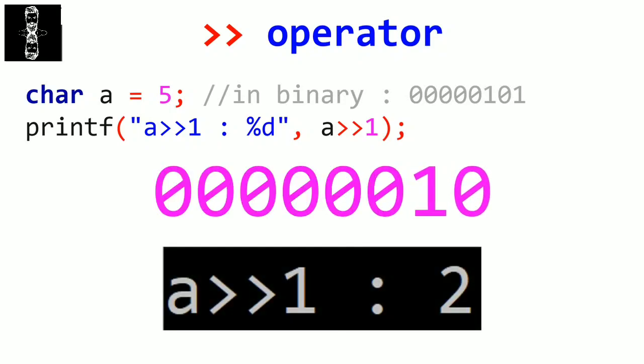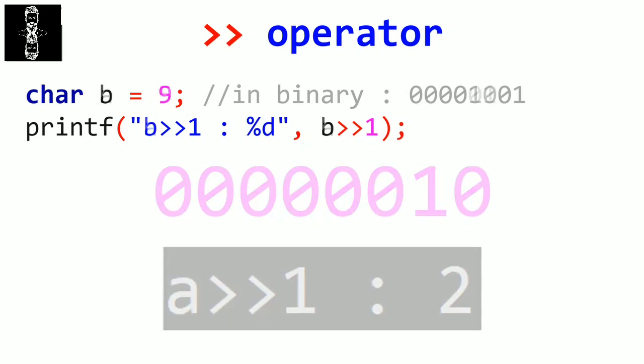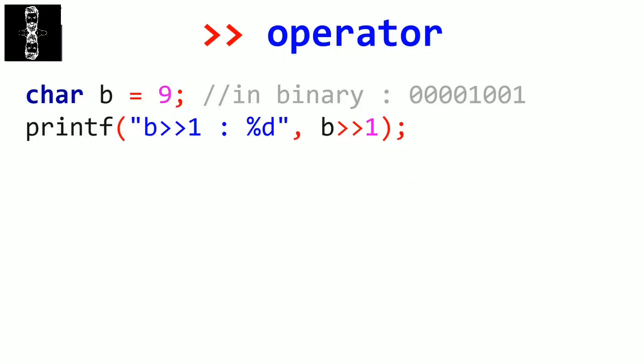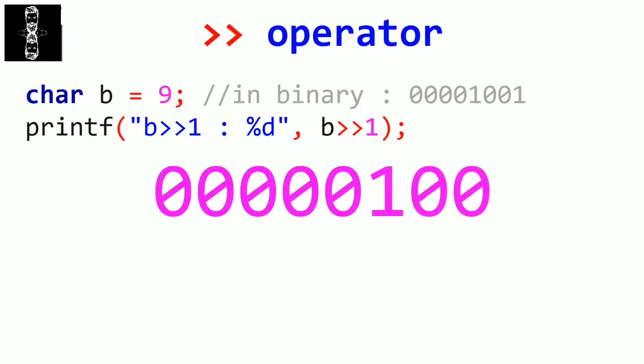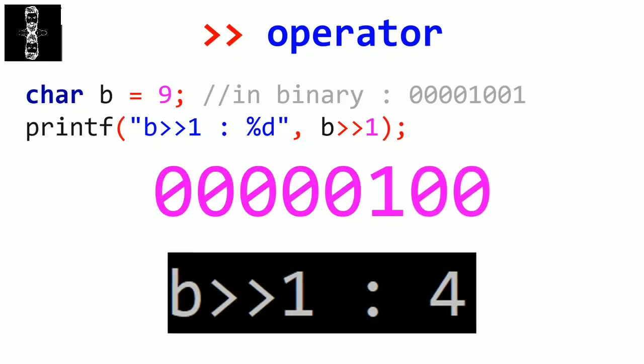If we decide to get the value of b with bits shifted by 1 position to the right, we write it like this, and this is the result, which represents 4 in binary. Note that you can use the bitwise operators except the first one as assignment operators like this.